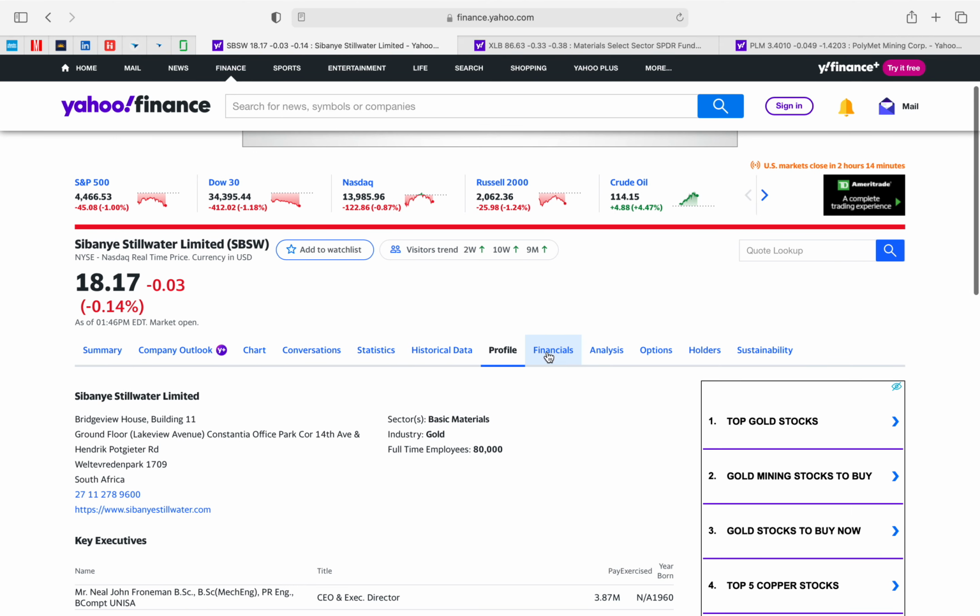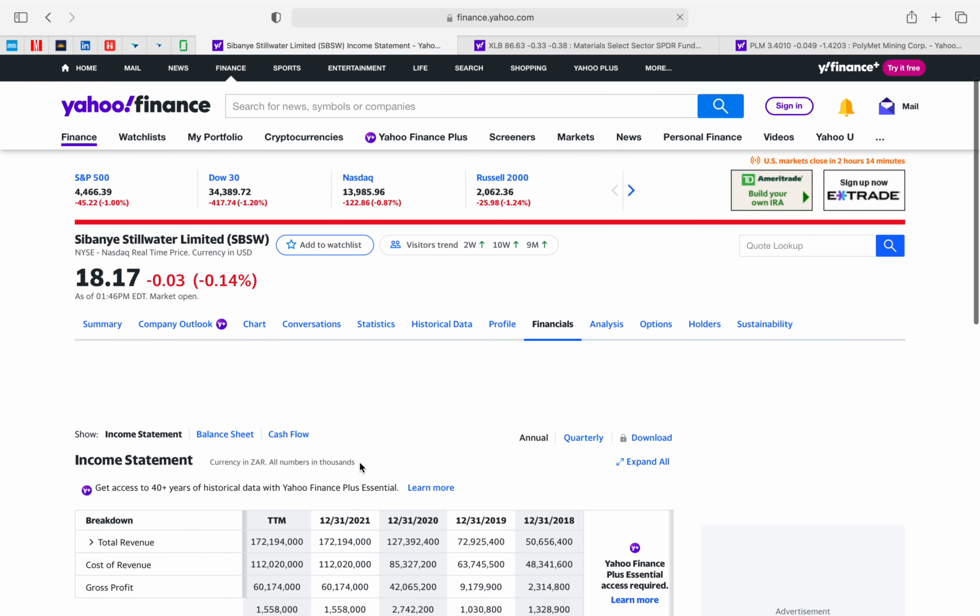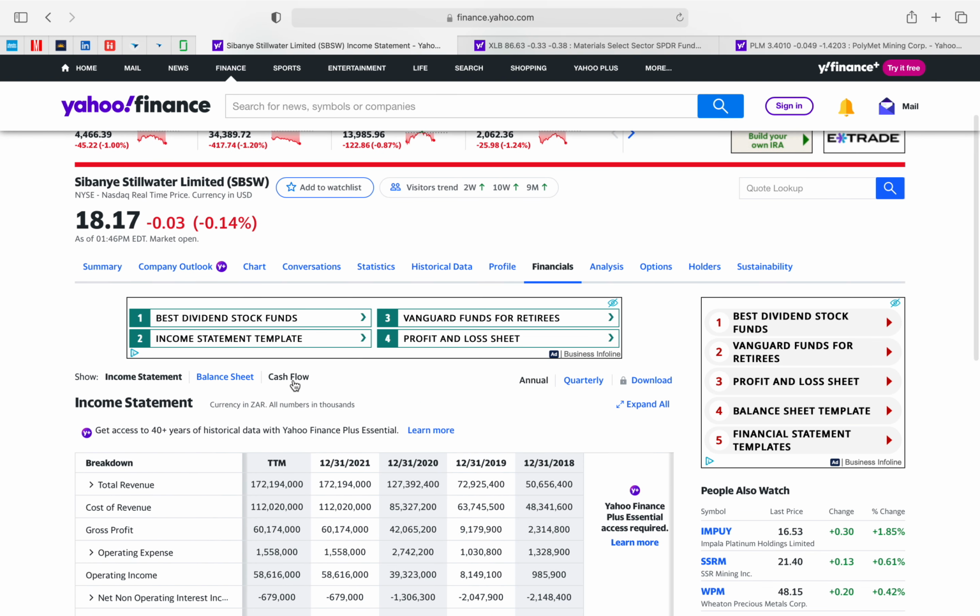So the next thing that we want to look at is the financials, and we're going to come down here and click on cash flow.